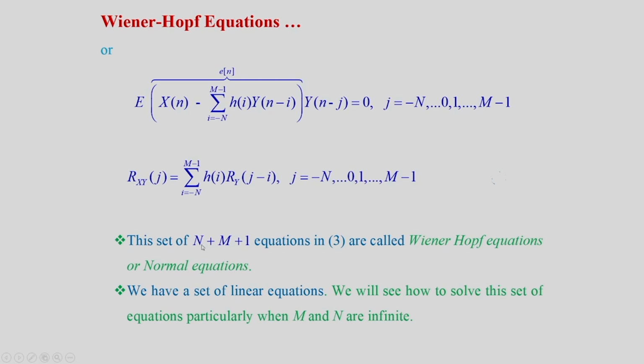Now, we get a set of n plus m plus 1 equations called Wiener equations or normal equations. So, this set is the Wiener equation. We have a set of linear equations. We will see how to solve this set of equations, particularly when m and n are infinite. As such, solution of linear equations is easy, but here the problem is both n and m may become infinite. How to solve the Wiener equation in those situations is a problematic case.